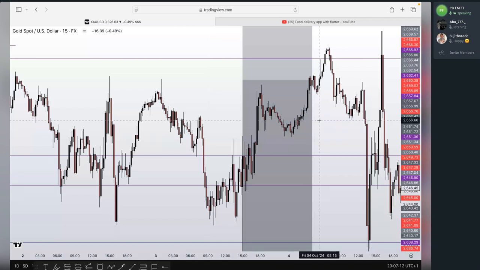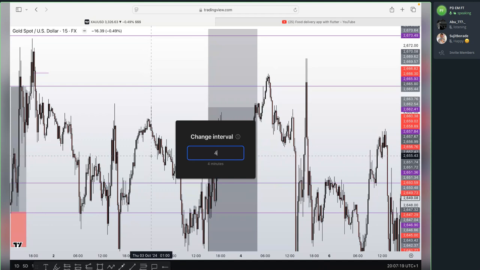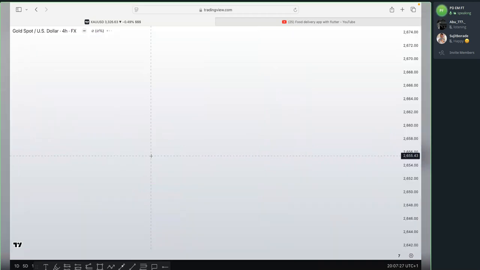So let's move to a higher time frame. Let's go for the 4-hour time frame. So I have examples in the 4-hour time frame too.